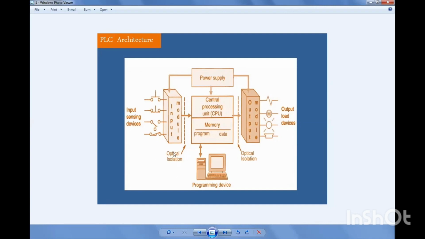Okay, and can you find the optical isolation over here? It is an isolation barrier. To electrically isolate the internal components of the CPU from the IO terminals, PLC employs an isolation.